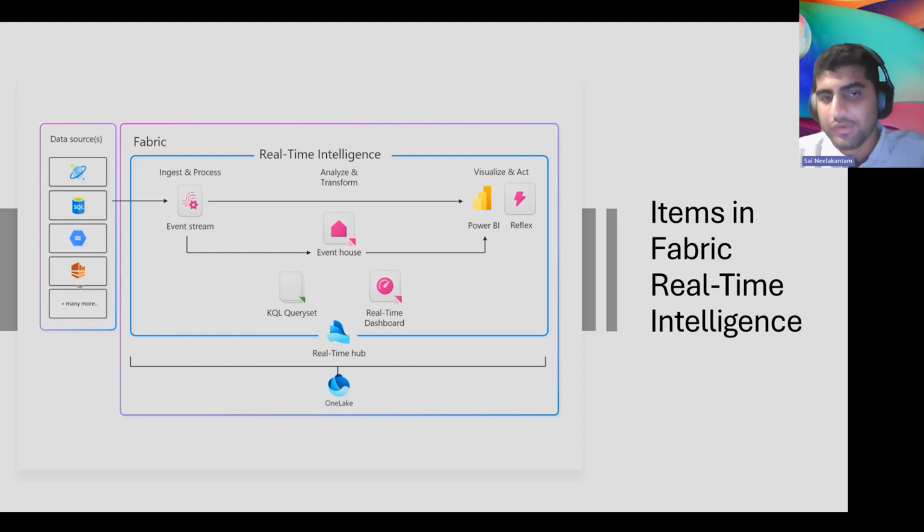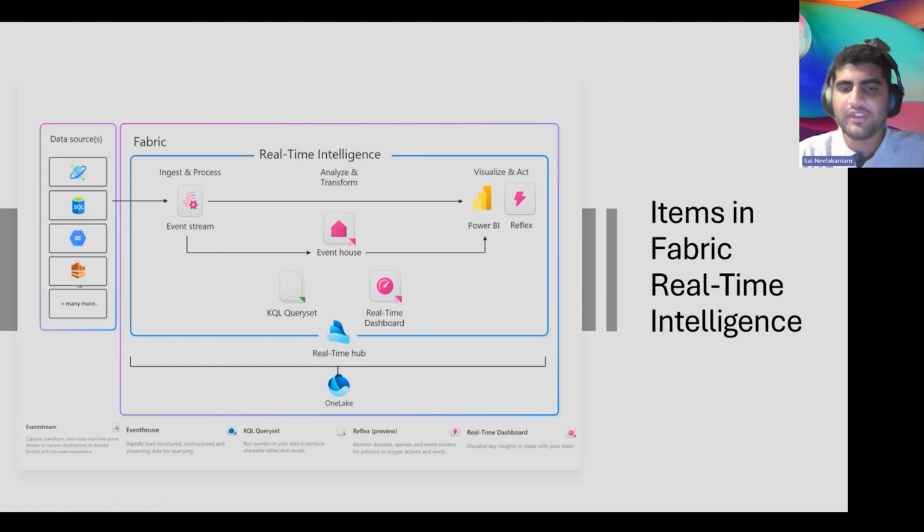In Eventhouse, you have a KQL database where you can also store the data. And once we store the data, we will be using it to visualize the data using Power BI or real-time dashboards. We can also use Reflex to monitor or to create some alerts on the data that we have. Whereas the KQL query set, we can create the queries which we want to run on the data to run particular visuals, or to produce shareable tables as well.